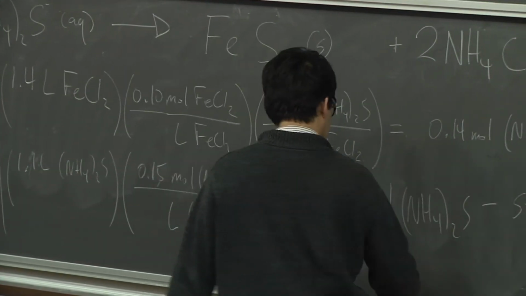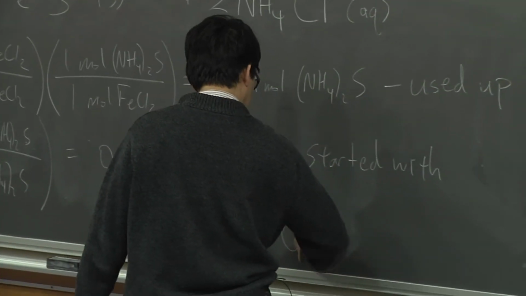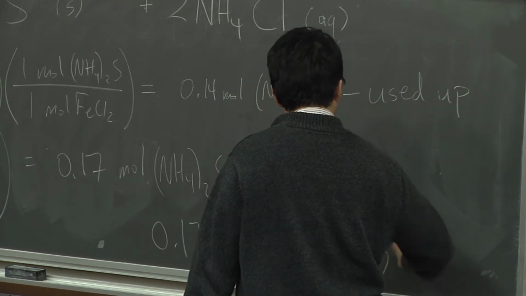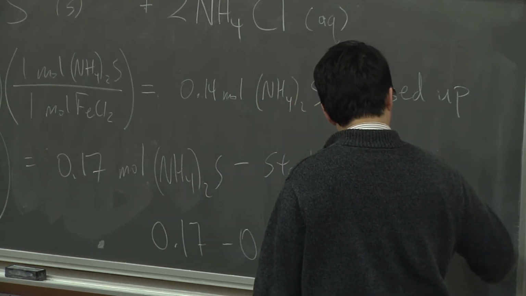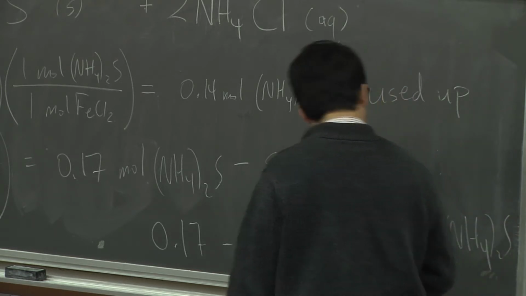And so what's left? What's left is 0.17 minus 0.14 equals 0.03 moles of (NH4)2S.